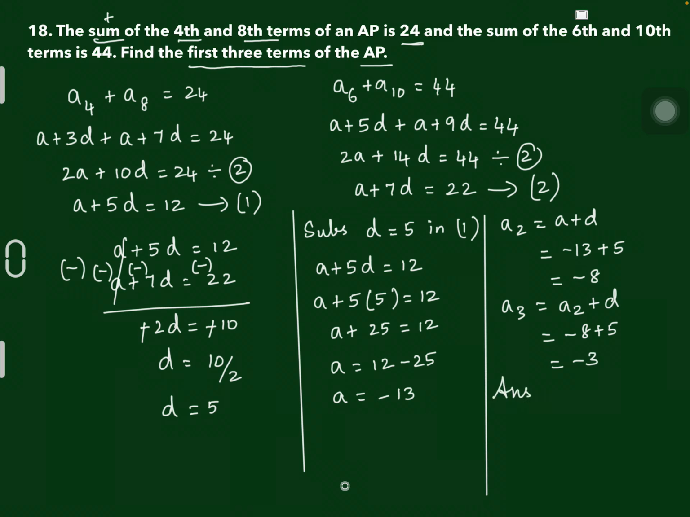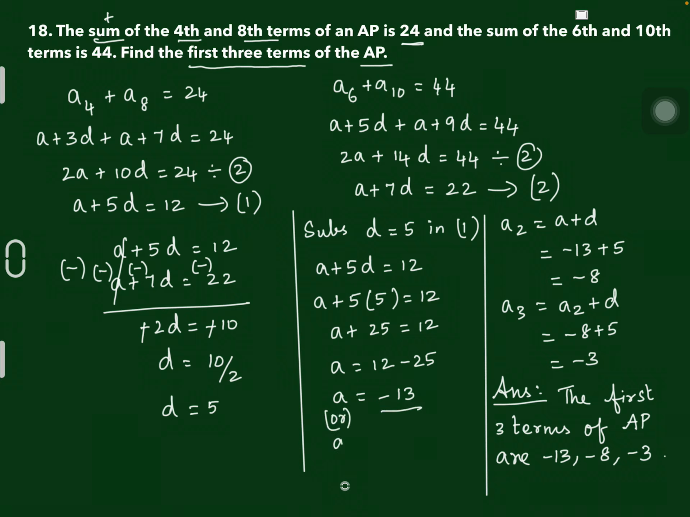So, what is the answer? You have to write the first 3 terms. So, the first 3 terms of the AP are: what is the first term? Minus 13, second term is minus 8 and the third term is minus 3. That is A1, A2 and A3. A or A1 is one and the same, that is the first term. So, minus 13, minus 8 and minus 3.